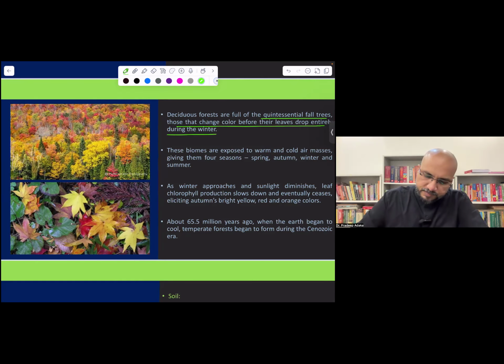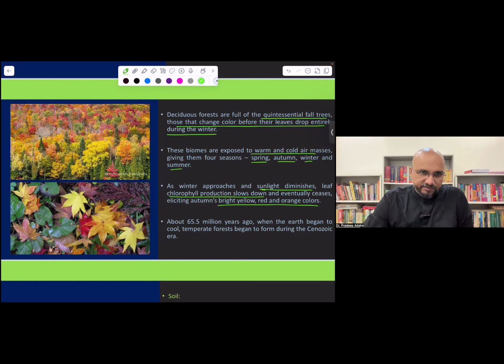Four seasons are there. So as the winter approaches, sunlight will diminish, days will become shorter, and leaf chlorophyll production slows down and eventually ceases. So the leaf color changes from green to yellow, orange color, right? So bright yellow, red, and orange color. That is why you can see the trees are of different color. Because of the change in the leaf color, the chlorophyll production will slow down and the leaf color changes from yellow to orange or red color.